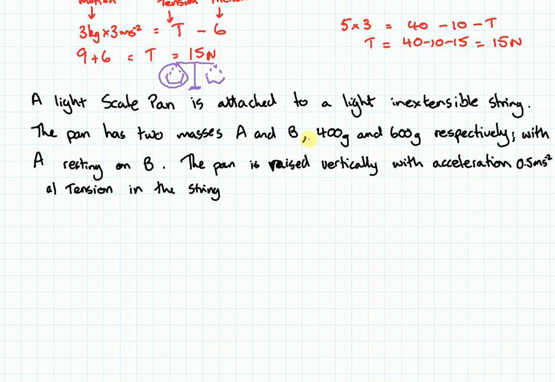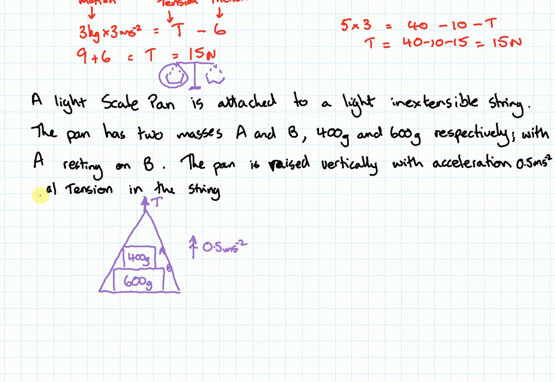The pan has two masses, A and B, 400 grams and 600 grams respectively, with A resting on B. The pans are raised vertically at an acceleration of 0.5 meters per second squared, and we need to find the tension in the string. So we start off with a sketch for our pan. B is on the bottom, the 600 grams, and A is on top of it, 400 grams. The pan is going to be raised using an inextensible string, so it's got a tension in it, and it's being raised with an acceleration of 0.5 meters per second squared.